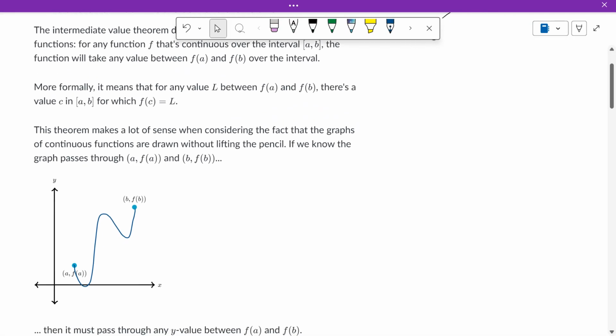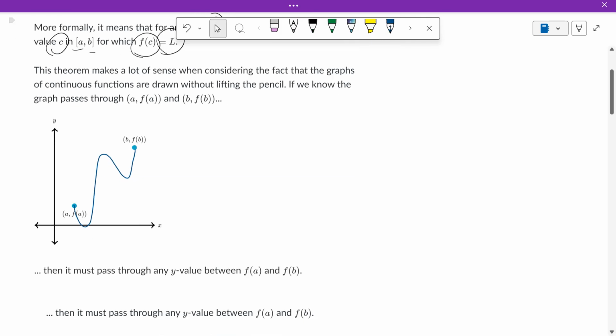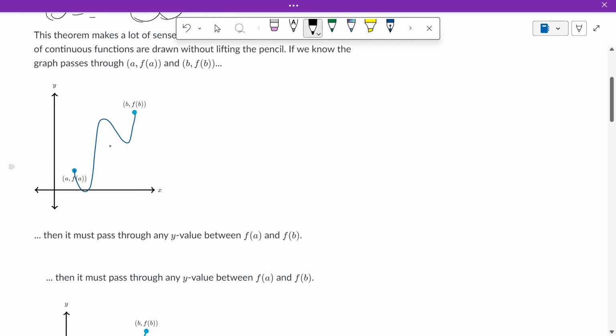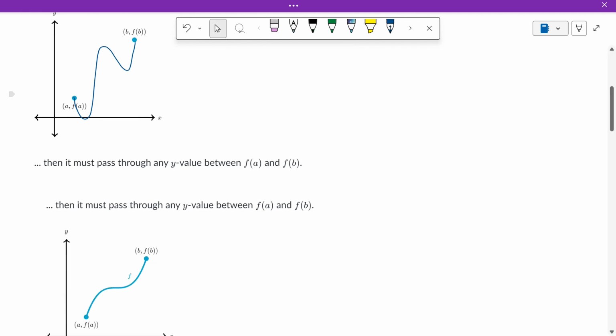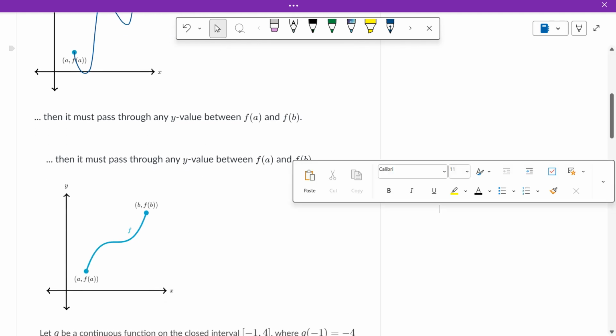More formally, it means that for any value between f of a and f of b, there's a value c in between a and b where f of c equals that. So it could go up and down, but there's going to be some value that actually equals some certain limit.